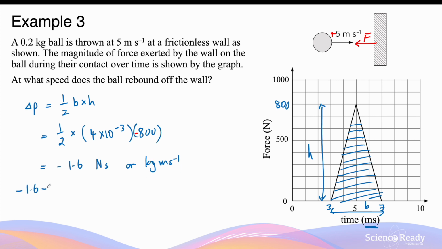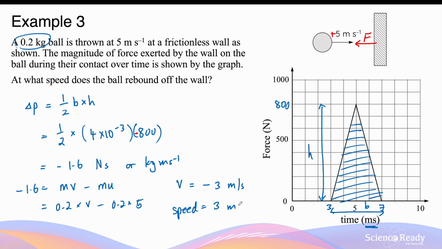We know that the change in momentum is equal to the final momentum, mv, minus mu, which is the initial momentum of the ball. The mass of the ball will not change, it will remain at 0.2 kilograms during the collision. So this is equal to 0.2 times by the final speed that we want to calculate, minus 0.2 times by the initial velocity of 5 meters per second. So the final velocity here is minus 3 meters per second. And since we only want the speed, it would be the magnitude only, which is 3 meters per second.